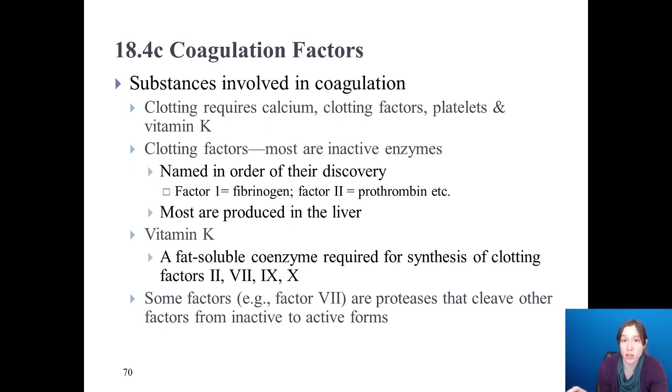Most of them are produced in the liver. So in cases where there is severe liver damage, sometimes there can be clotting problems too. Vitamin K is a fat-soluble coenzyme that's required for the synthesis of clotting factors 2, 7, 9, and 10. And so if we don't have that vitamin K, a lot of times you have lower levels of some of those clotting factors. And then some factors, like factor 7, are proteases that cleave other factors, which means they convert them from the inactive to the active forms.